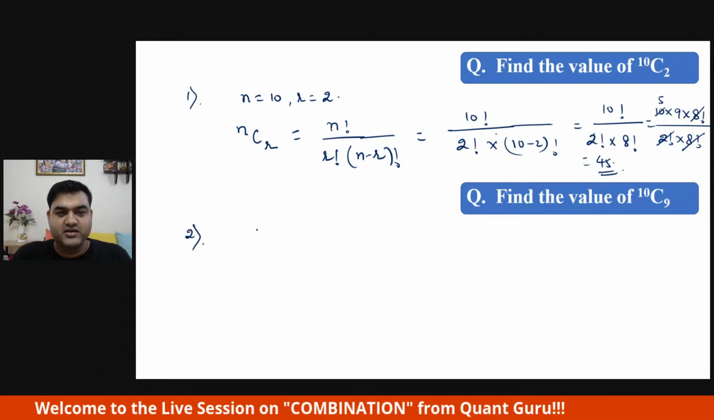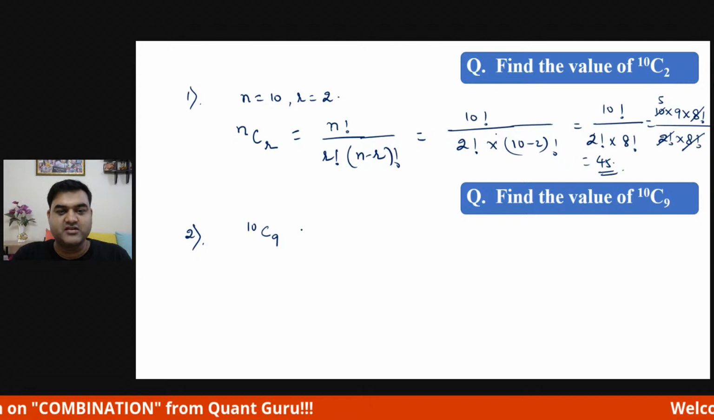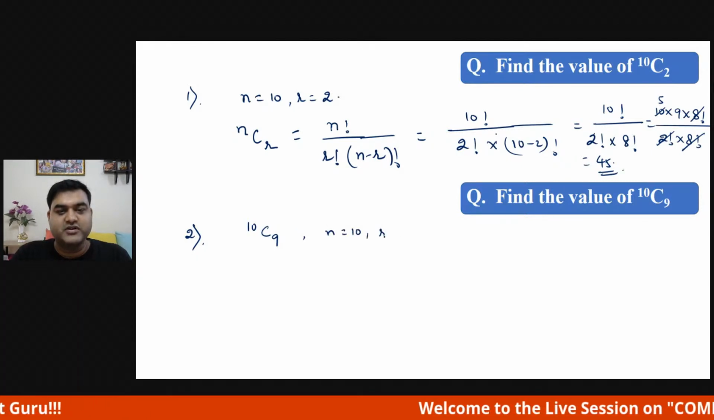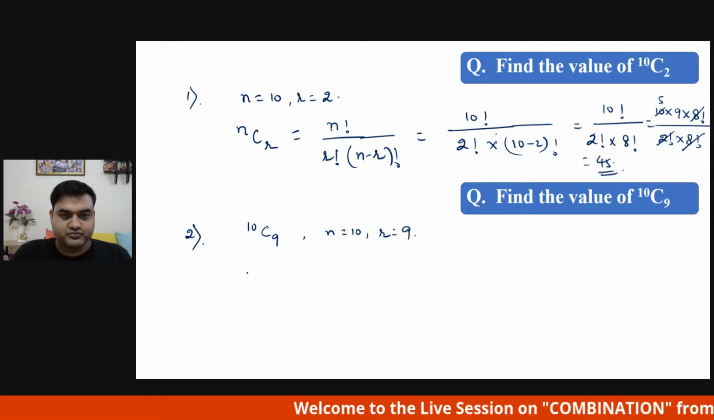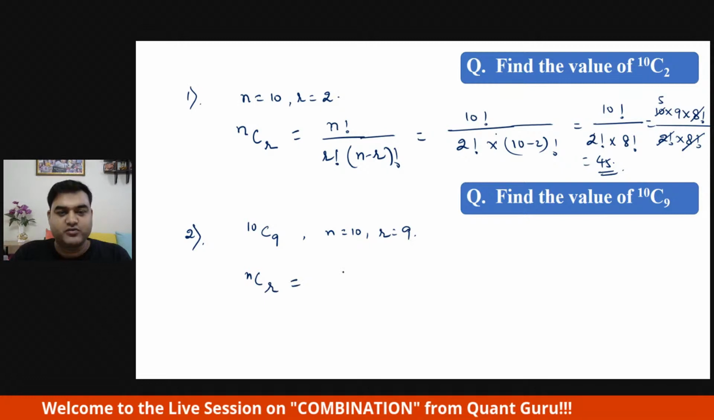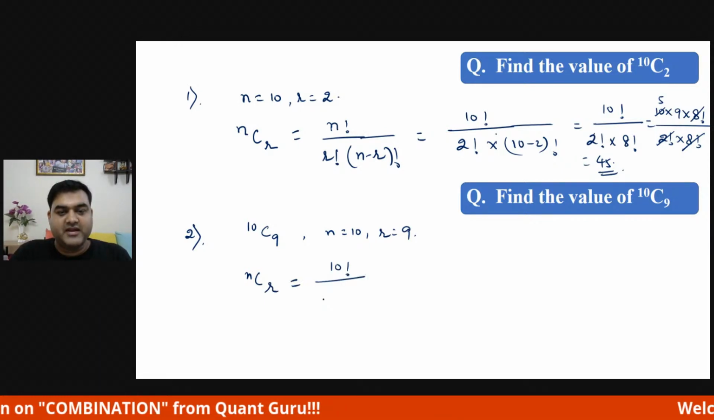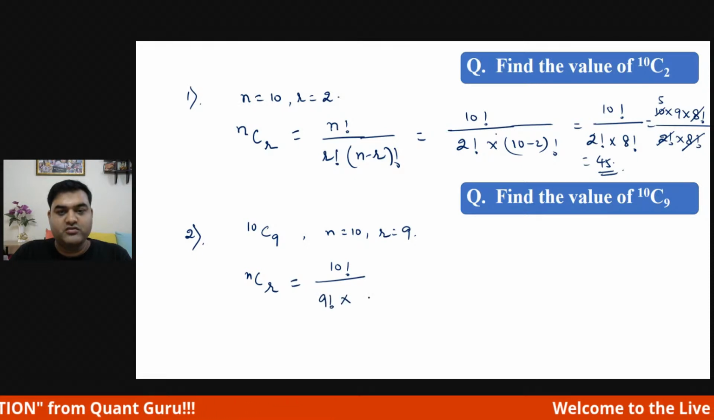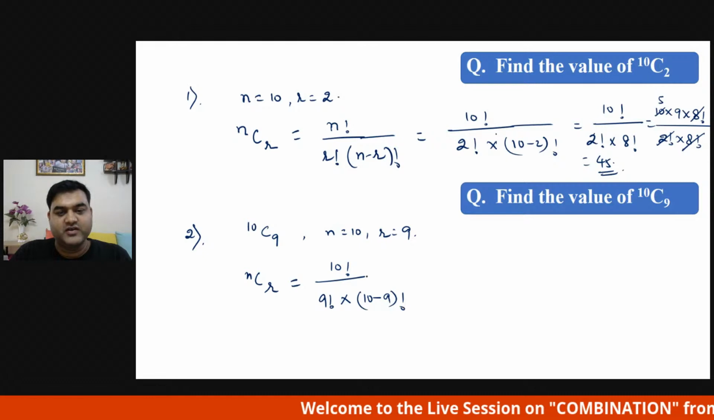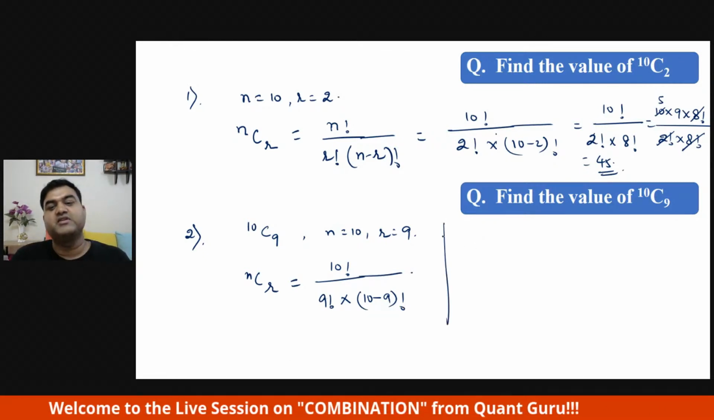They have given here 10C9. What is the value of n? n is equal to 10 and r value is equal to 9. So nCr is equal to n factorial, so 10 factorial divided by 9 factorial into 10 minus 9 factorial. One more thing, I have purposefully taken this example.